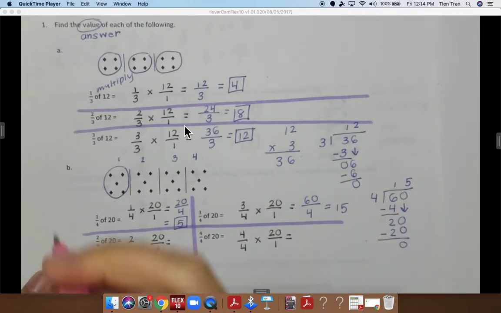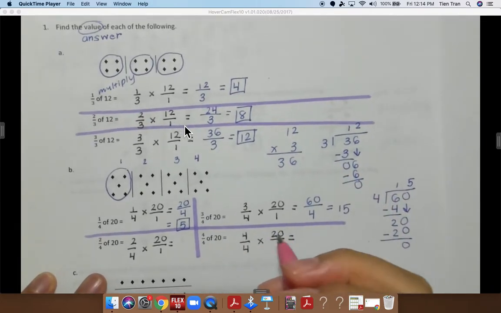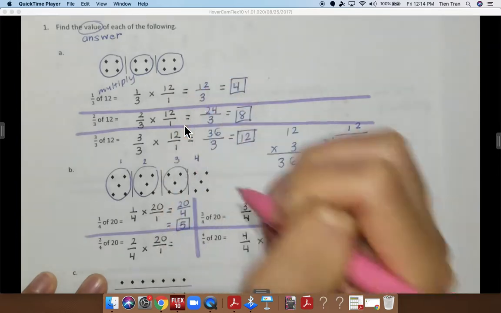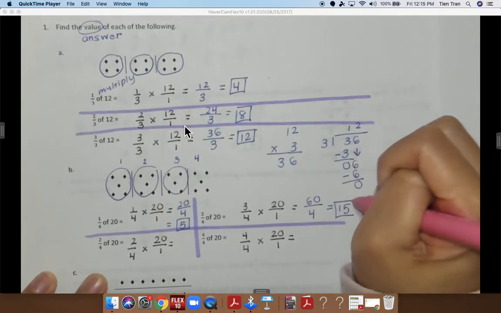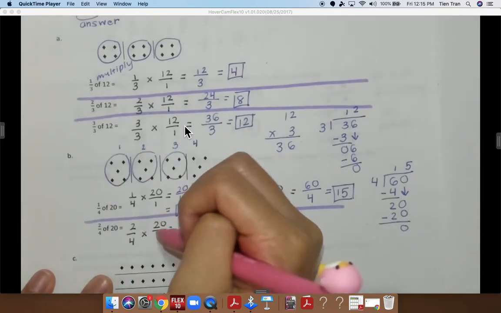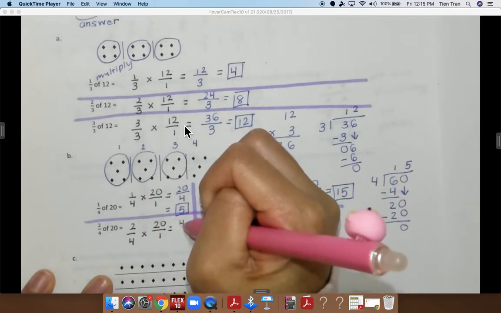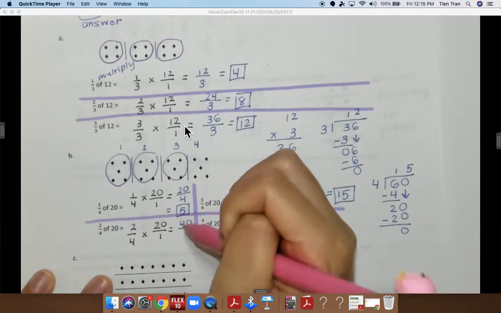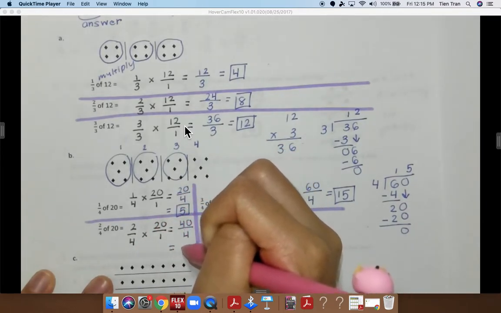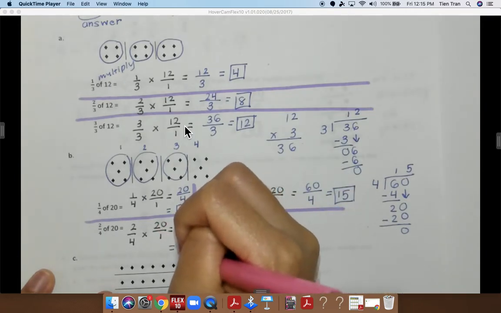Now I can figure that out because it's asking for 3/4 of 20. So I would be counting 3 of these. So 5, 10, 15. We would also get 15 right here. For this one, it says 2/4 of 20. 2 times 20, or 2 times 2 is 4. Add my 0. 4 times 1 is equal to 4. 40 divided by 4 is equal to 10. So that would be my answer.